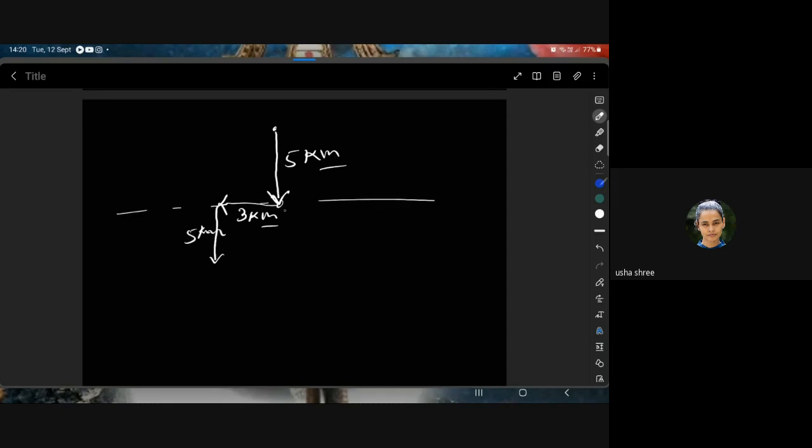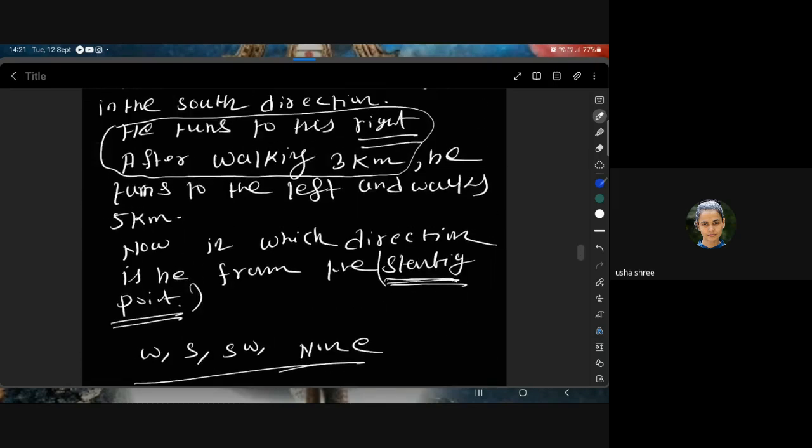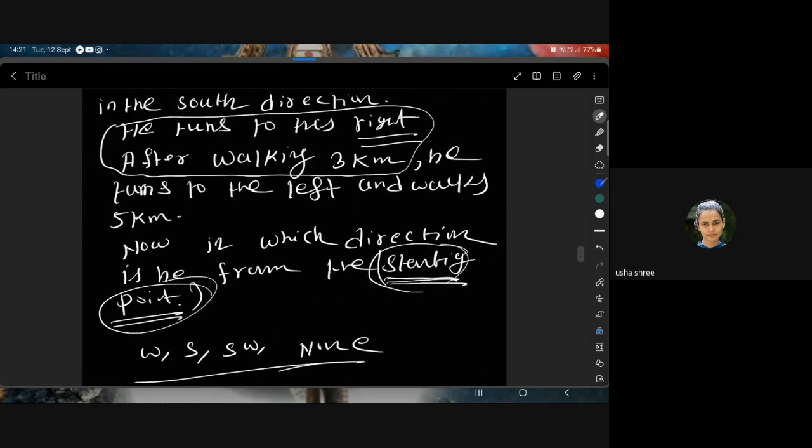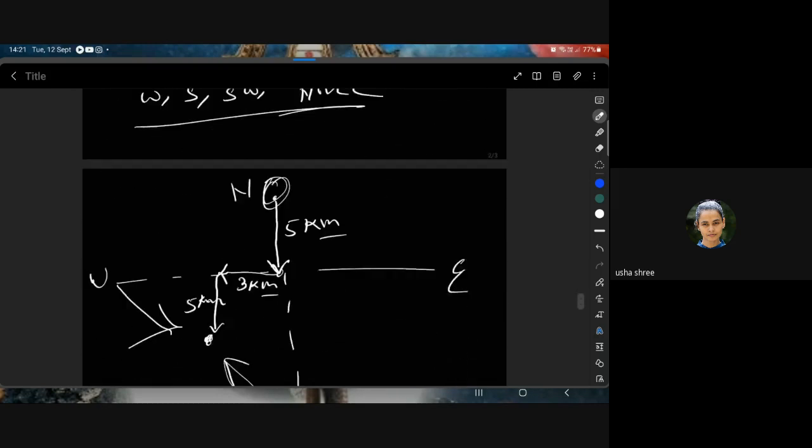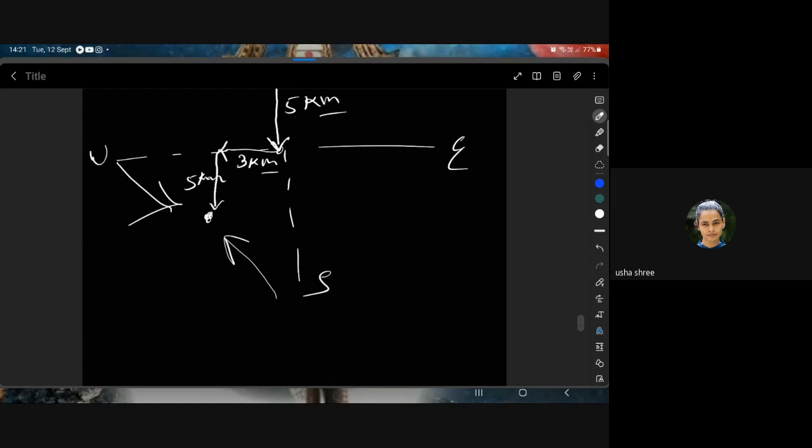Now, see, this was the point. East, west, north, and south. So now he is facing towards the south. But in which direction is he with reference to the starting point? The starting point is in the north, southwest obviously. Now he is actually here, so it is in between south and west. So the twist is this word, starting point. They have asked you to take the reference of the starting point. So that's why he is now in the southwest. Any confusion? No, sir, it's clear. Thank you.